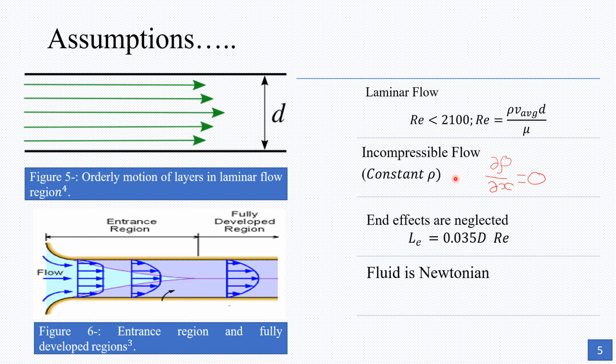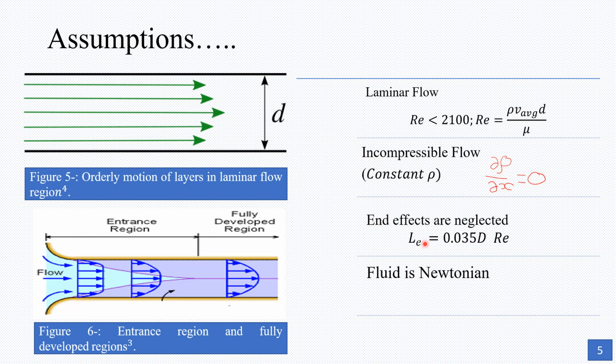So it means density remains constant. So ∂ρ/∂t equals 0, or ∂/∂(any spatial coordinate) equals 0, because density does not change with time or spatial coordinate, because it is incompressible flow.